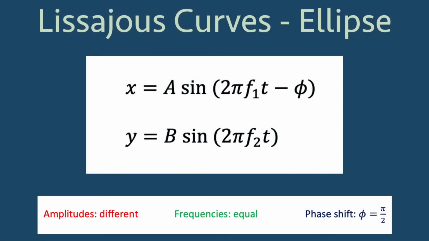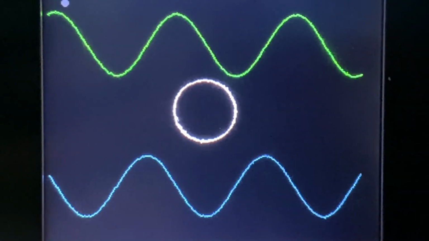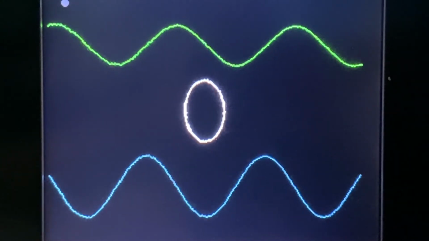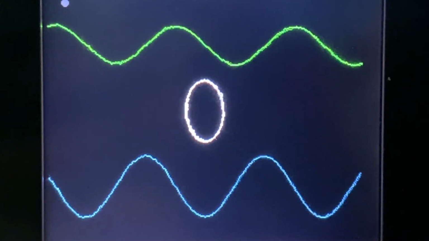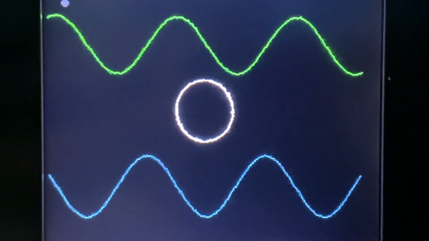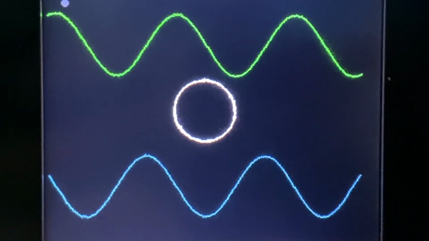Next, the ellipse. Keeping the phase shift and frequencies the same as for the circle, if we change the amplitudes to be different from each other, we get an ellipse. If I decrease the volume for the x-coordinate sine wave, the vertical axis is elongated. If I decrease the volume for the y-coordinate sine wave, the horizontal axis is elongated.